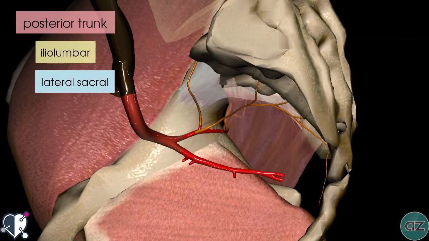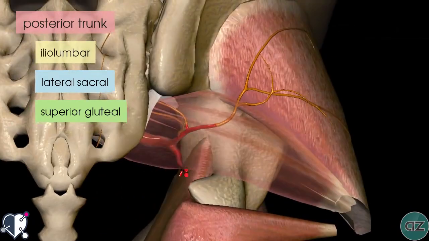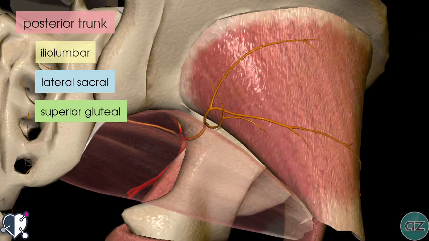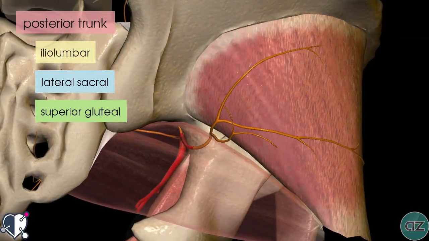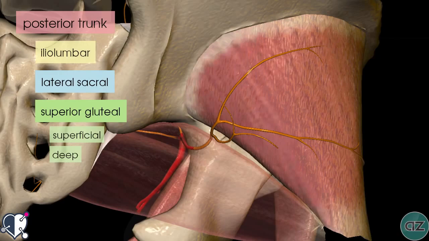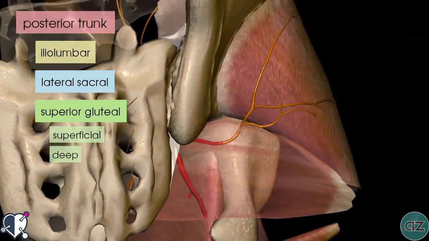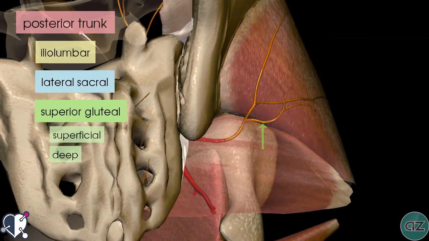The third branch of the posterior trunk is the superior gluteal artery, and you can see this artery exiting posteriorly. If I rotate the model round, you can see how it exits just above the piriformis muscle in the greater sciatic foramen. We can see that it has different branches, deep and superficial. If I rotate the model around for a better angle, you can see the superficial branch coming off here.